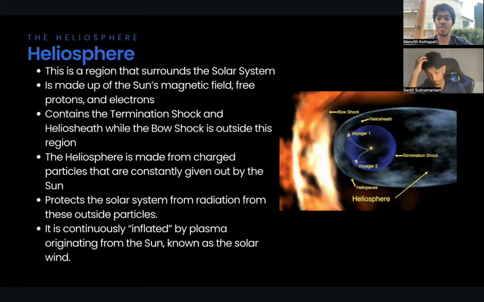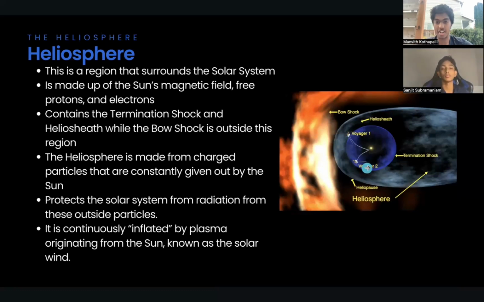The heliosphere is made from charged particles that are constantly given out by the sun. It is important as it protects the solar system from particles outside and from the radiation from these outside particles, of course. It is continuously inflated by the plasma originating from the sun, known as the solar wind. The heliosphere is very important because it is what protects us from interstellar radiation. Without the sun's heliosphere, the whole solar system would be irradiated and life wouldn't have even formed on Earth.